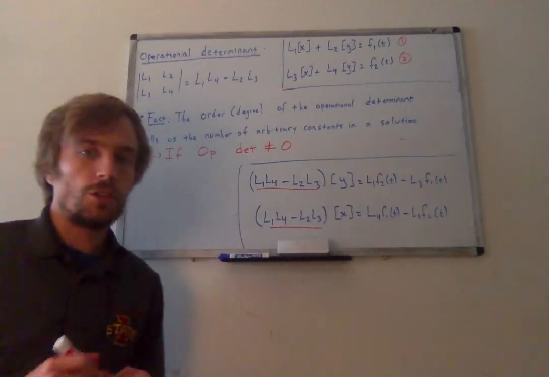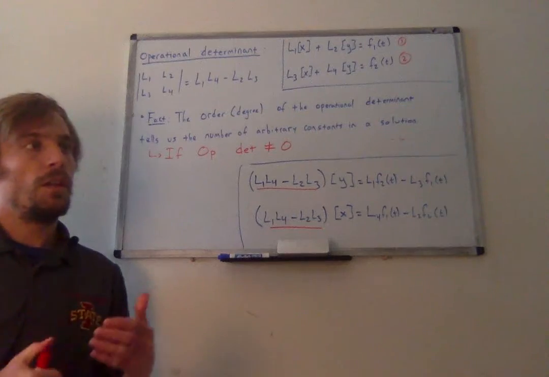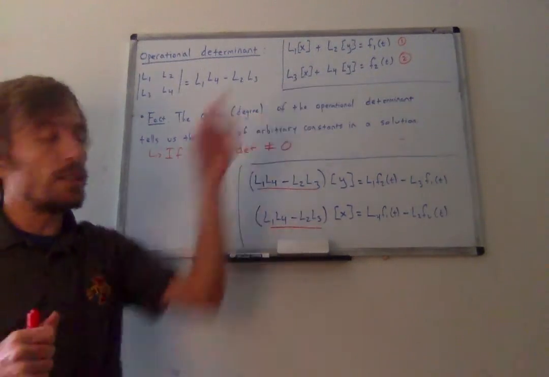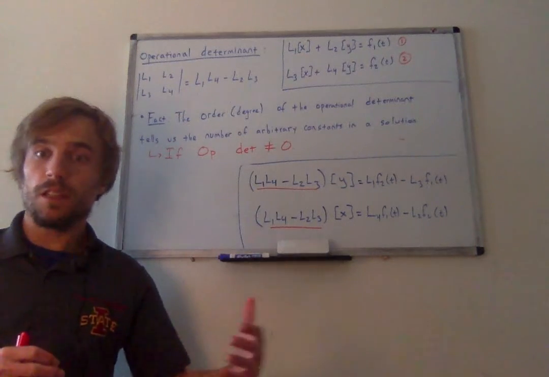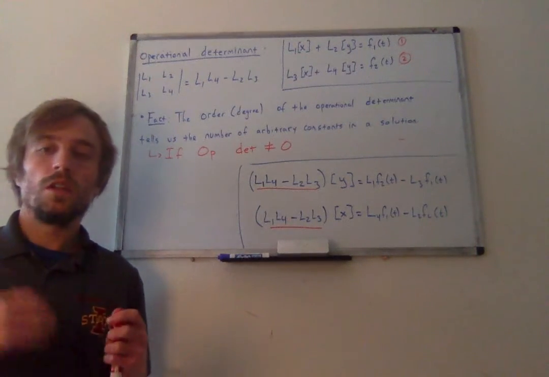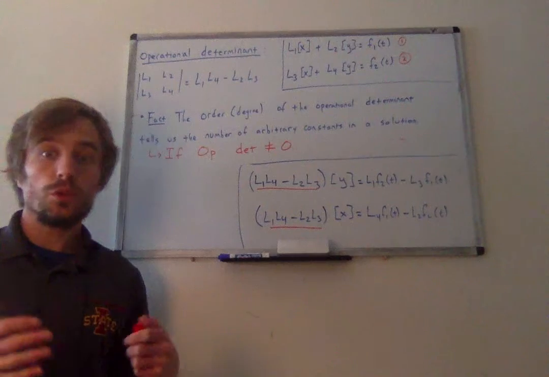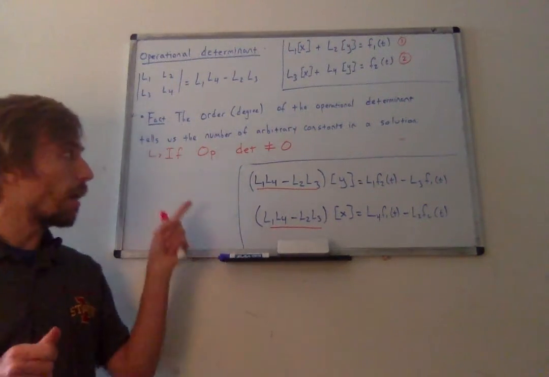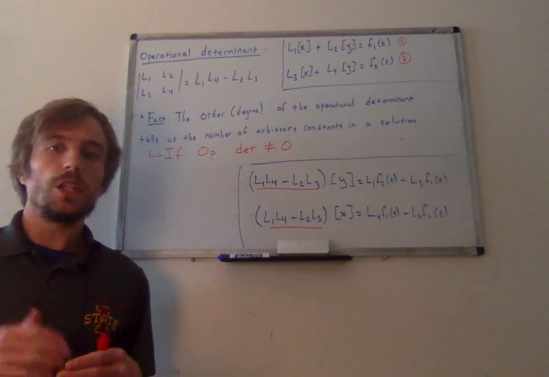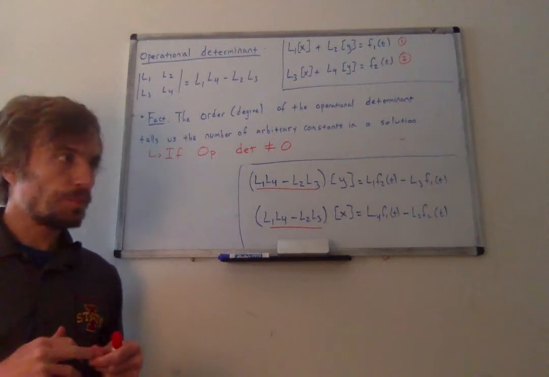If the operational determinant is 0, then it actually turns out that this system splits into two cases, where either there's going to be infinitely many solutions to one of these systems, or there's going to be no possible solution to this system. And so in that case, if the operational determinant is 0, you would say this system is degenerate.